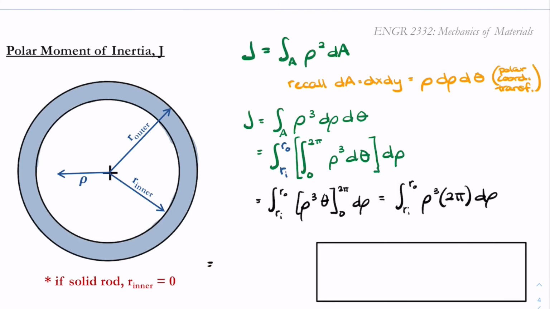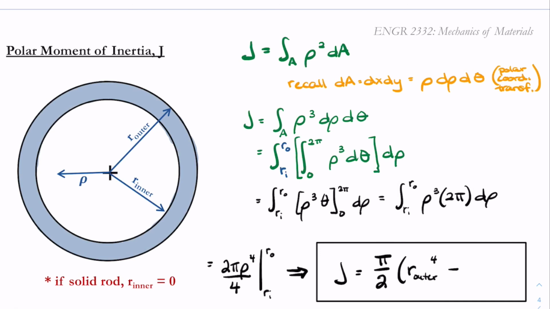Now I do my calculus, integrate rho cubed with respect to rho. This is going to give me rho to the 4th over 4, and then my 2 pi remains a constant. Now I need to evaluate this from the inside radius to the outside radius. So this gives me my final formula for J. J is going to be pi over 2 times the outer radius to the 4th minus the inner radius to the 4th.